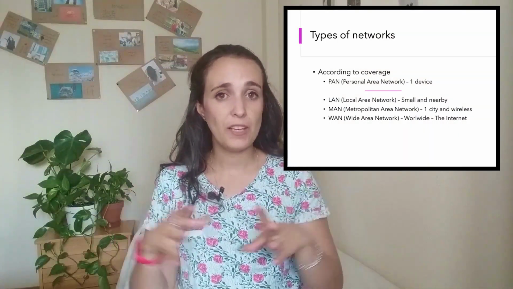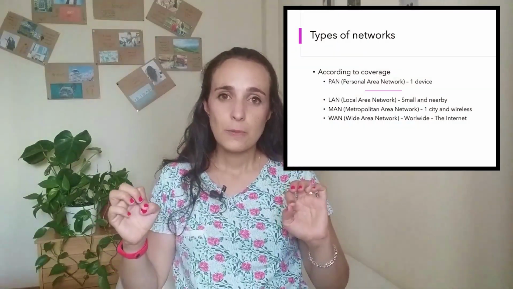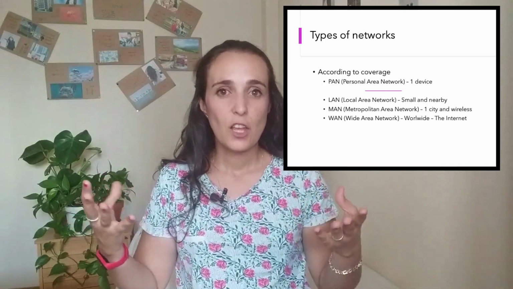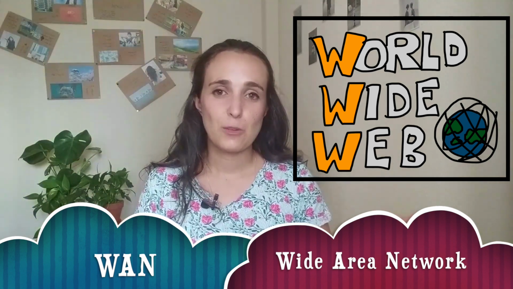If we want to use a bigger coverage, like a whole city, or for instance, a university campus, and there are different buildings around the city, but they all share the same network, this is a MAN, Metropolitan Area Network. And the internet is not any of this. If we want to use the internet, we need a wide area network, WAN, and this is worldwide. It's not a city, it's not a country, it could be worldwide, like the internet, you know, World Wide Web. That's why it is called like this.